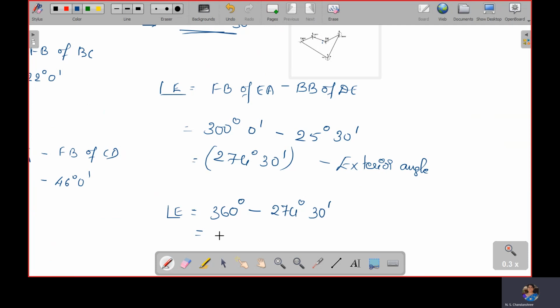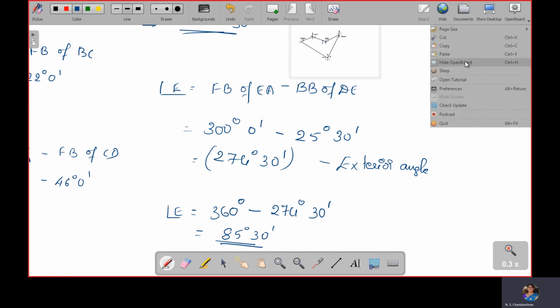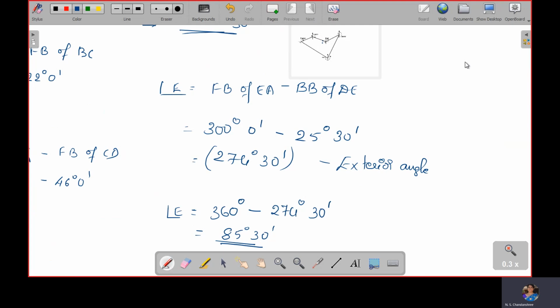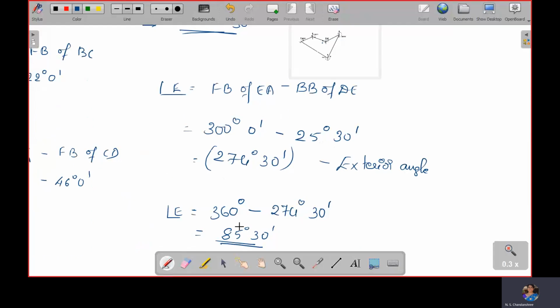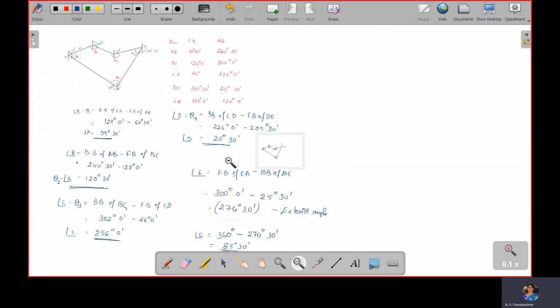So the answer is 85 degrees 30 minutes. So this is how we solve this problem, where we will have to calculate it. This is one problem in which we have calculated the internal angles with the help of the bearings given.